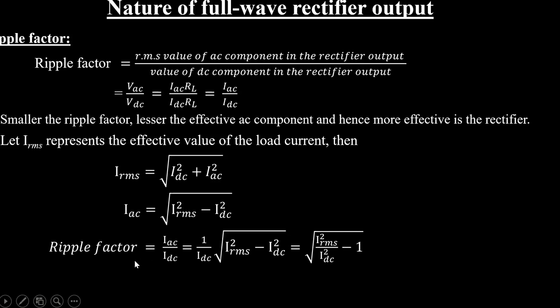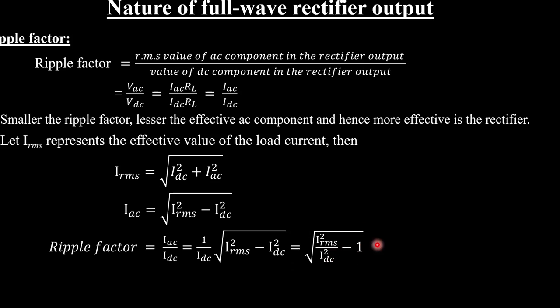Divide this equation by IDC. So the ripple factor is equal to IAC by IDC, which is 1 by IDC into the square root of IRMS square minus IDC square. Take this IDC into the square root, so it becomes IDC square. So what we are having is the square root of IRMS square divided by IDC square minus 1.